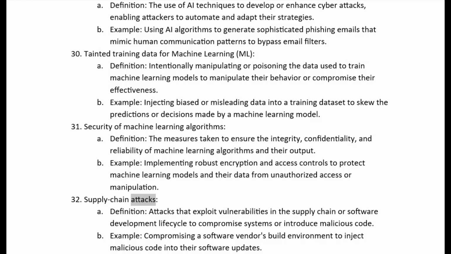Supply chain attacks. Definition: attacks that exploit vulnerabilities in the supply chain or software development lifecycle to compromise systems or introduce malicious code. Example: compromising a software vendor's build environment to inject malicious code into their software updates.